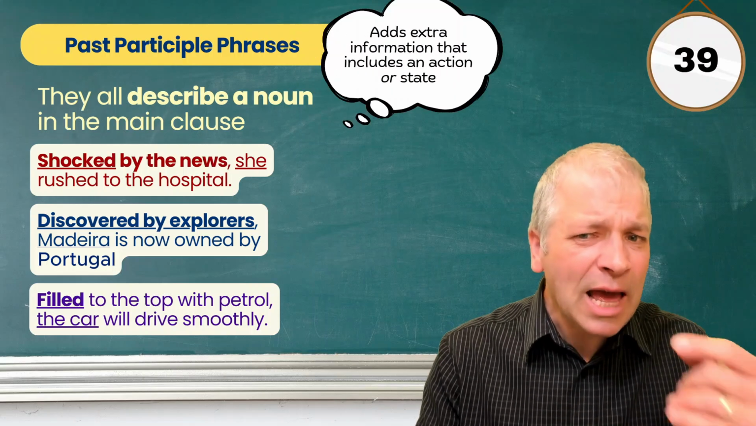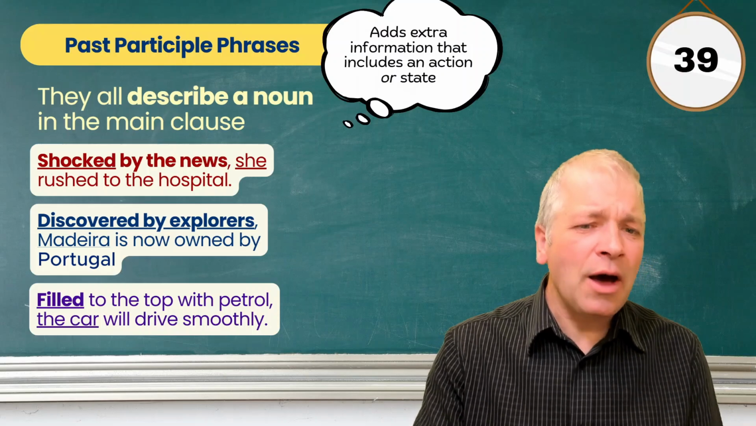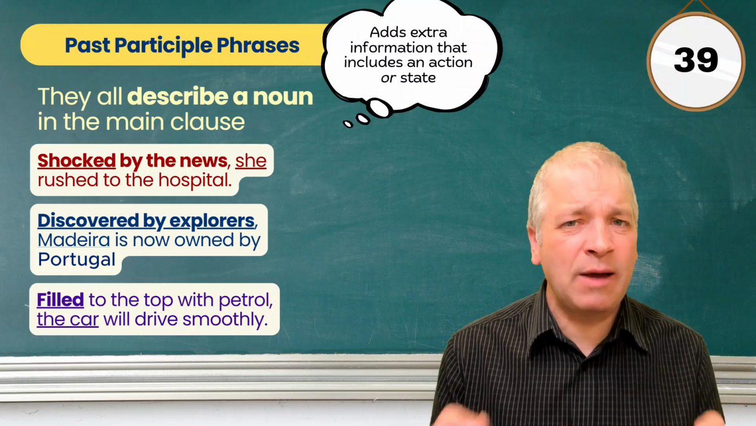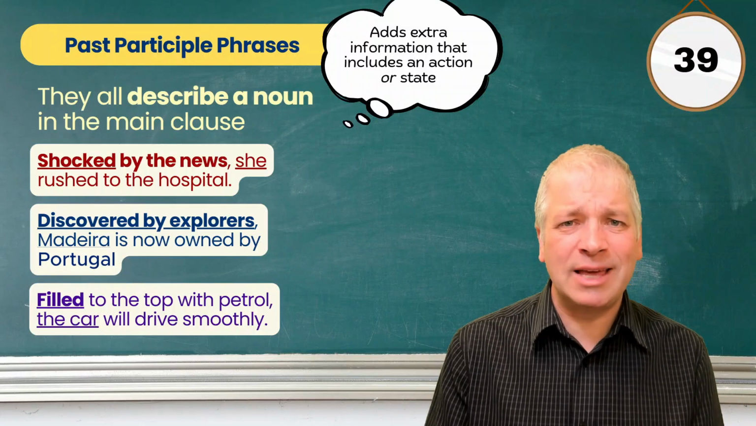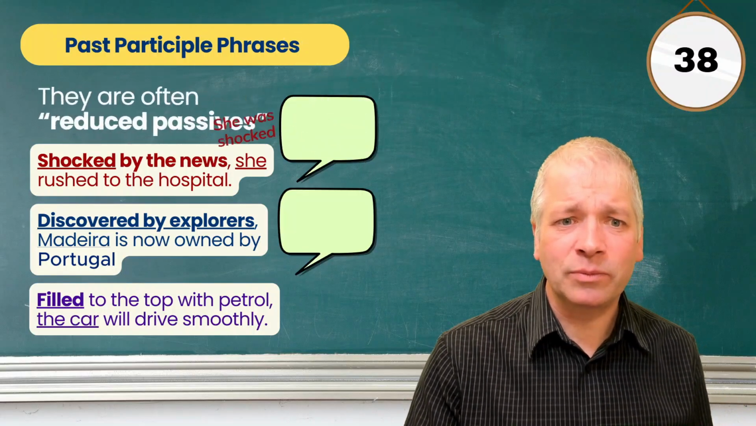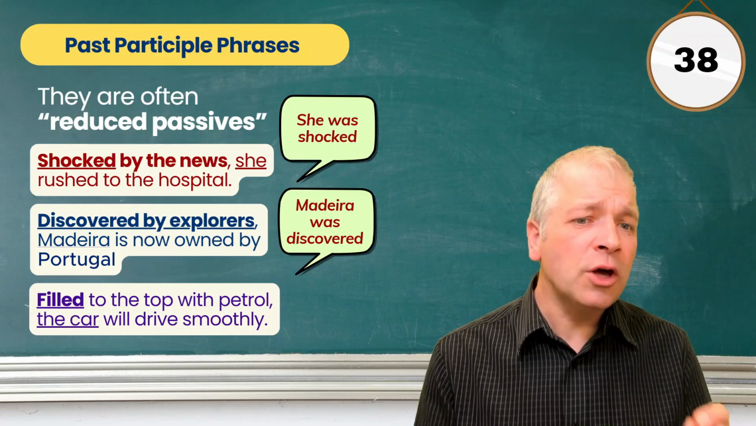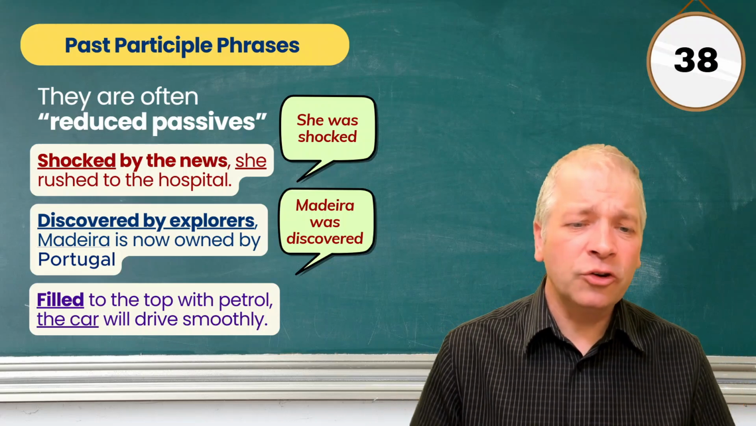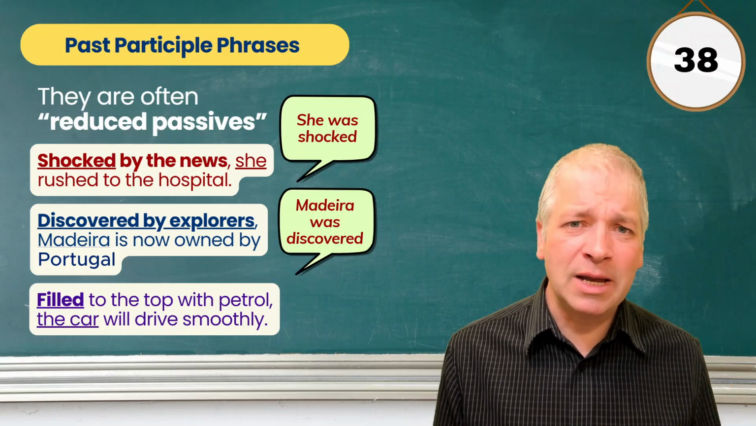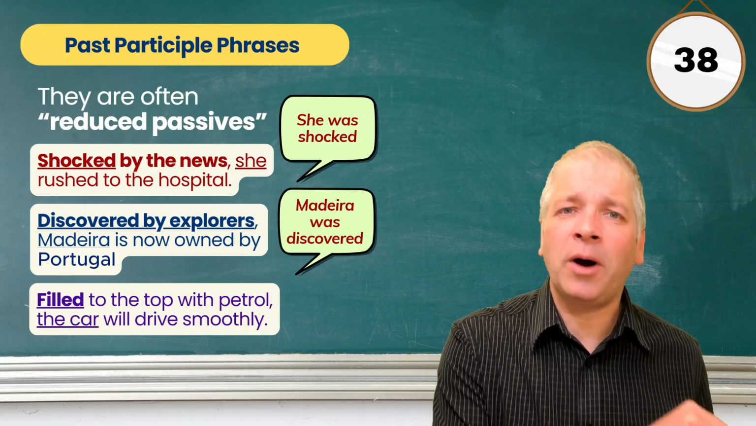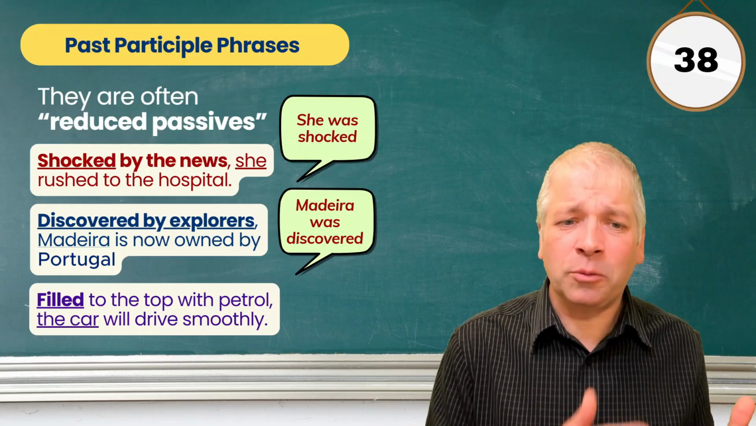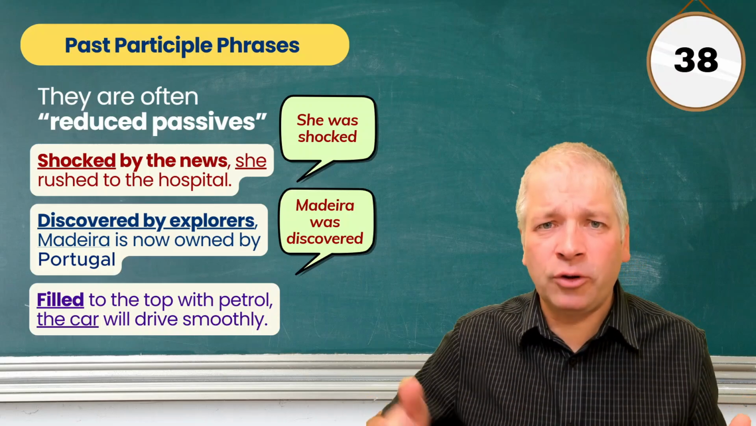They can add extra information that's either an action or a state. So it doesn't just have to be activities. It could be actions. It could be states. These are often, but not always, reduced passive forms. Shocked by the news really means she was shocked by the news. Really, we've got two sentences here. She was shocked by the news. She was rushed to hospital.